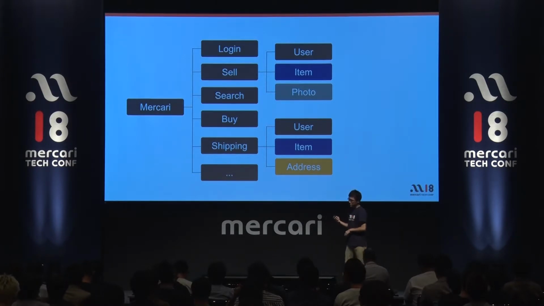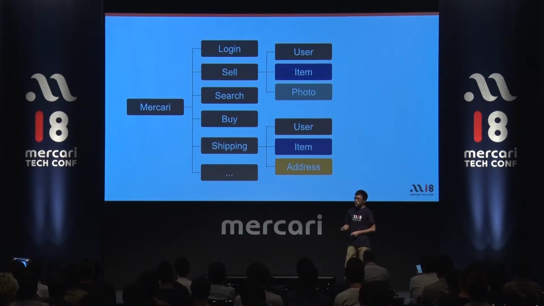For example, for the sell function, we will need the user component because users need to be logged in before they sell. And we also need the item component. By the way, an item is something we sell in Mercari, so obviously we need the item service to support that. And then we also need the photo service because when they sell something, we allow them to take a photo of that item.